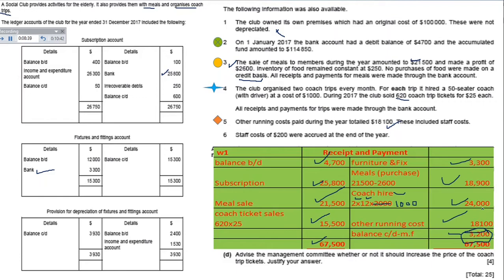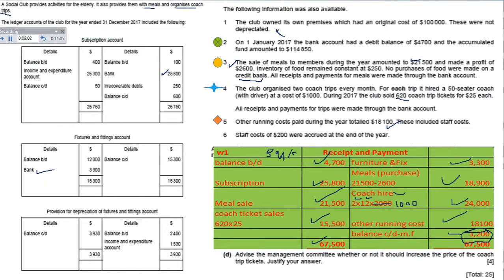So this is our receipt and payment prepared. You can also write this as bank account. It's the same thing. It won't make a difference. But in a club, since receipt and payment is a term used out there, try to use receipt and payment. So that's done. So step 2 is complete now.